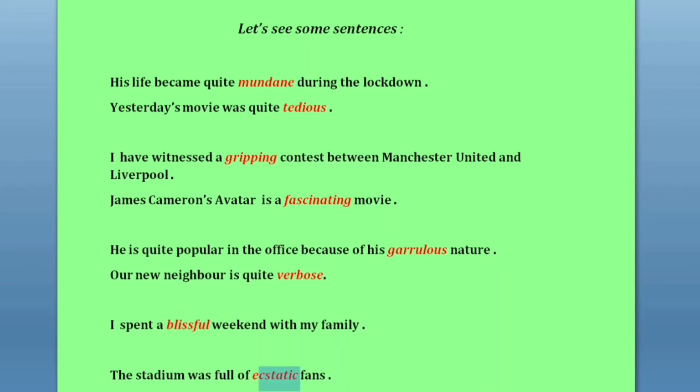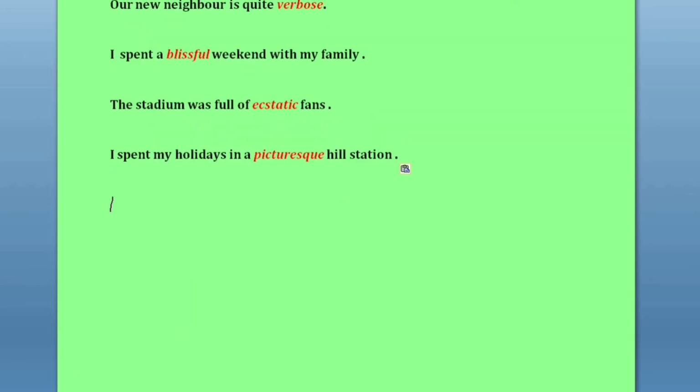So the next example, as you see on your screen, is garrulous. As you see how to use it on your screen, he's quite popular in the office for his garrulous nature, that means talkative nature. Or we can also use the term verbose. As you see the next example, our new neighbor is quite verbose, right?